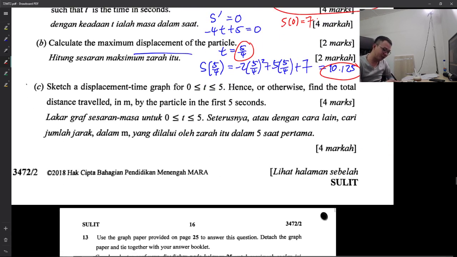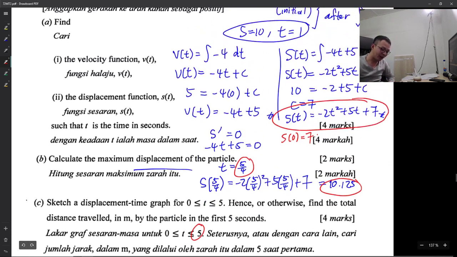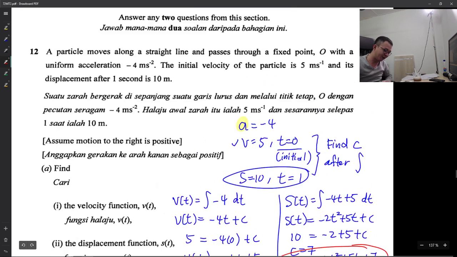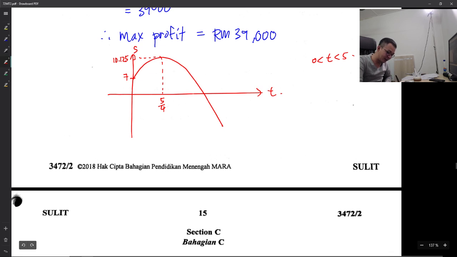The next thing you want to know is S5. What happened when time equals 5? You will need to sub in and use a calculator to do S5. Sub 5 into all the t here. You should get negative 2 times 25, negative 50, plus 25, plus 7, negative 18. So when t is 5, you should stop at negative 18.